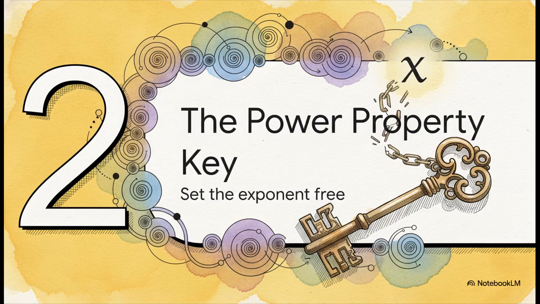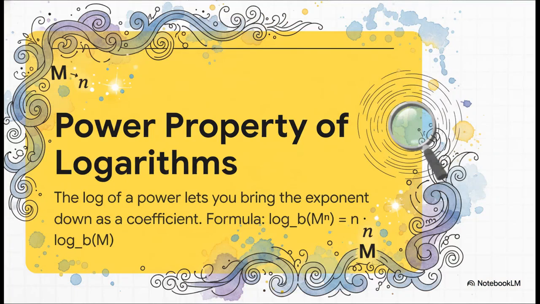This is where logarithms ride in to save the day. Specifically, one of their 3 main properties acts like the perfect key, designed specifically to unlock that trapped exponent and set it free. And here it is. This is the power property of logarithms. Formally, it says that the log of a number m raised to the power of n is just n times the log of m. Now, I know that sounds a little technical when you say it out loud, but what it does is pure magic.